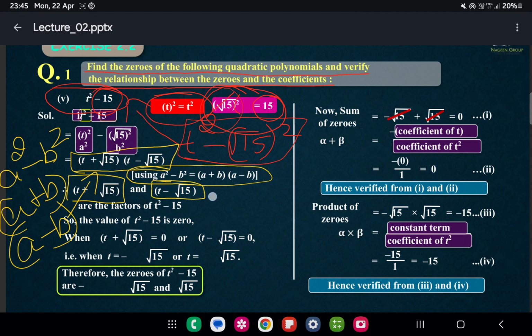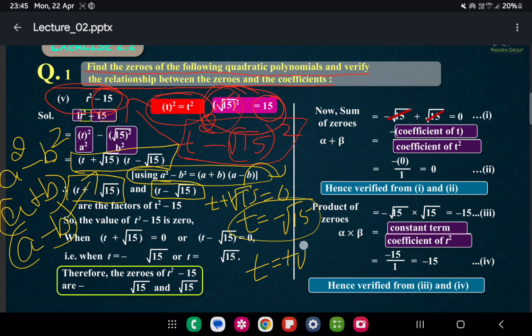So I will show here, t plus root 15 equals to 0. Shift the root 15 to right hand side, you will get t is equal to minus root 15, and from the other factor we will get t is equal to plus root 15. So one of them is alpha, the other will be beta.